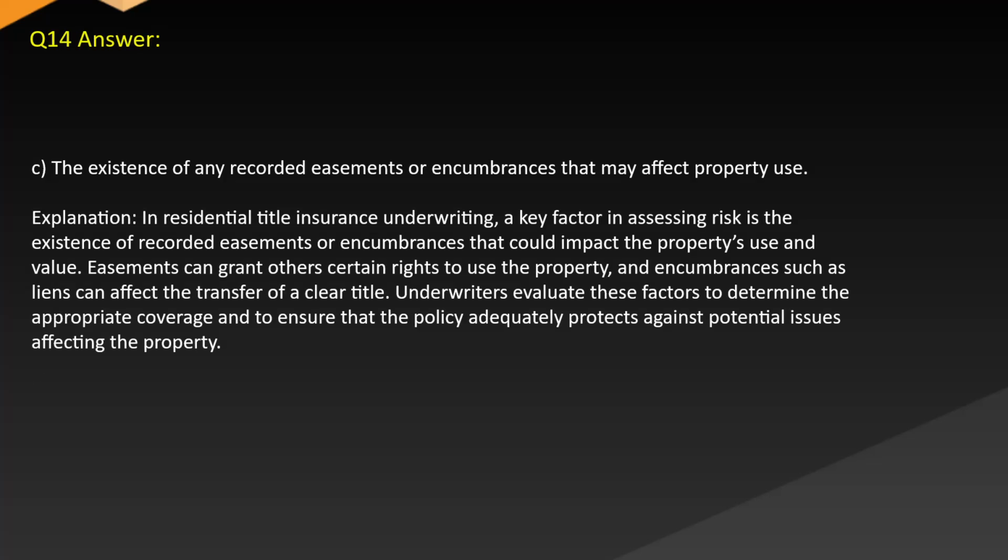Answer: C. The existence of any recorded easements or encumbrances that may affect property use. Explanation: In residential title insurance underwriting, a key factor in assessing risk is the existence of recorded easements or encumbrances that could impact the property's use and value. Easements can grant others certain rights to use the property, and encumbrances such as liens can affect the transfer of a clear title. Underwriters evaluate these factors to determine the appropriate coverage and to ensure that the policy adequately protects against potential issues affecting the property.